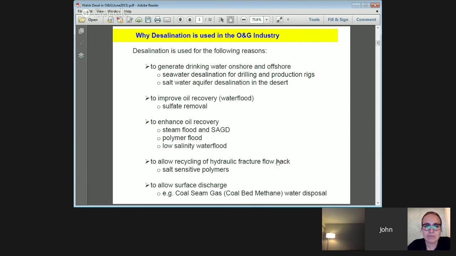In addition, I'm sure you've all heard a lot about hydraulic fracturing or fracking. Polymers are used in hydraulic fracturing operations in order to fracture the shale and to promote the placement of proppant into the fractured shale. And then finally, I'll discuss a little bit about coal seam gas, or coal bed methane as it's known in the United States, which typically requires quite a bit of water treatment and desalination.